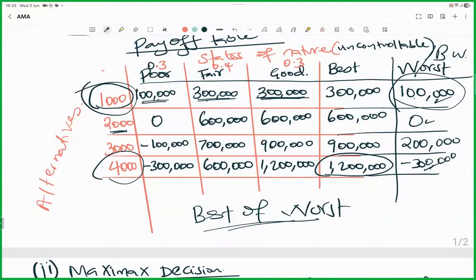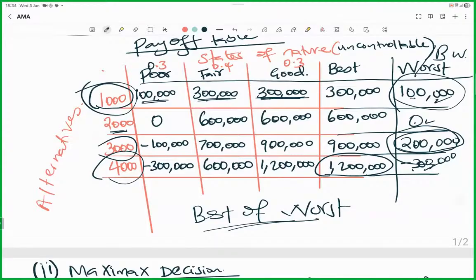3,000, yes. Because you see now here, worst, you get 100,000. Worst, you get 0. Here you get 200,000. So in this case, the best of the worst would have been this, which corresponds to 3,000. You go for the highest. That's why we are calling them maximum of minimums.